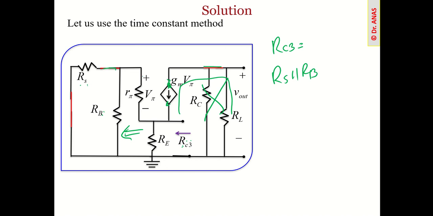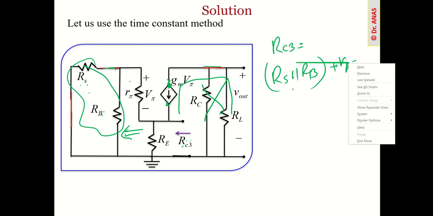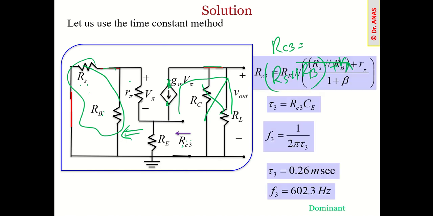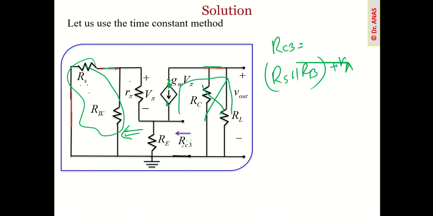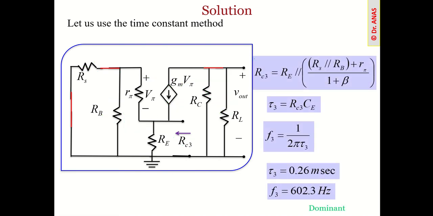And this combined is in series with basically R pi. Okay, and then it is basically becoming in series with this one. These two are in parallel, and they are in parallel with this part, and then this is becoming in series with this one. So if I write this, it will look like this.